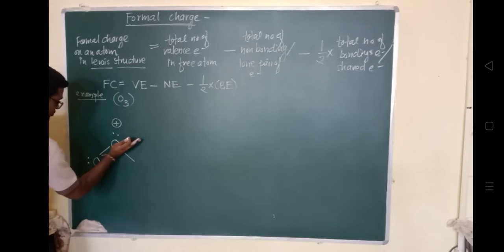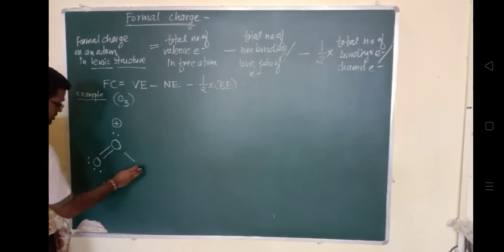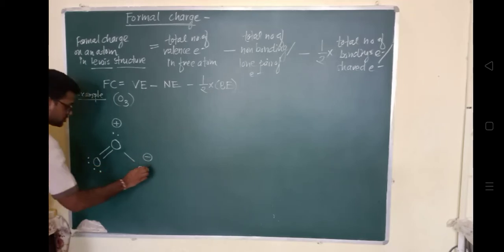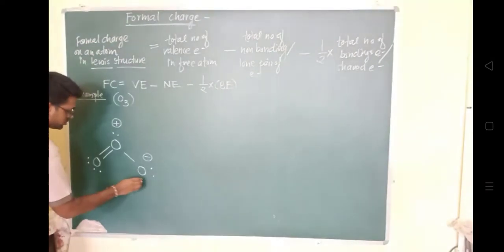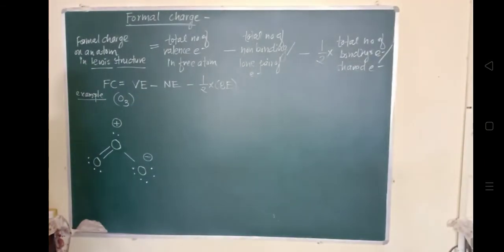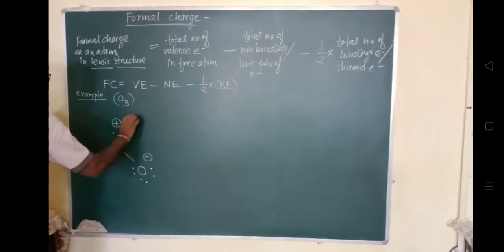Okay, so this is another oxygen atom having a minus charge. Okay, so 1 2 3 4 5 6. So 1 2 3 4 and 5 6. So in this way it is represented. Okay, so consider this as the first oxygen atom.